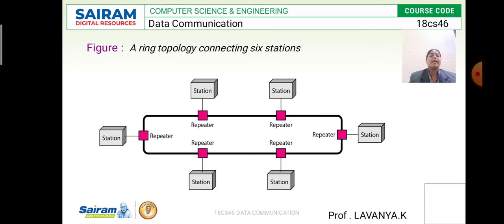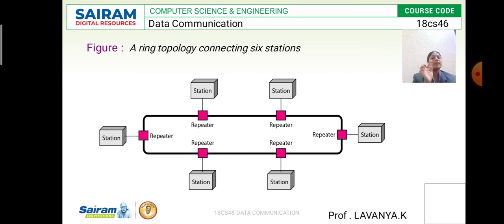Then the ring topology. What is the ring topology? The ring topology is the fourth topology, the last of the network topologies. Here n number of stations are connected in the form of a ring, or a circular motion. All the devices are connected in the network in a ring pattern.